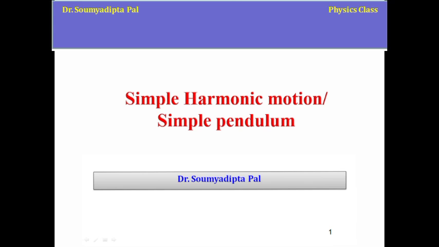In the last lecture, I introduced the concept of oscillations and discussed the difference between oscillation and periodic motion. Today, I shall start simple harmonic motion, or the simple pendulum. I shall try to construct the equation of motion of this motion.